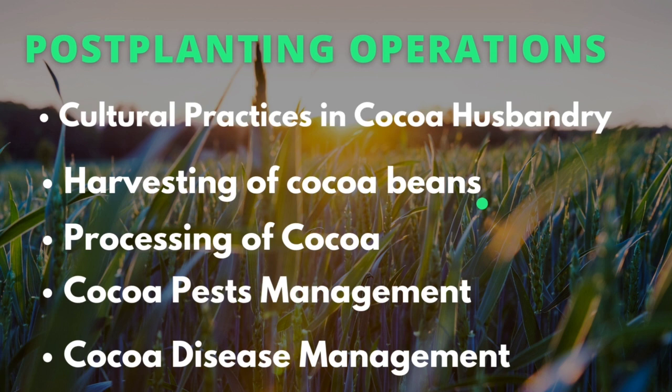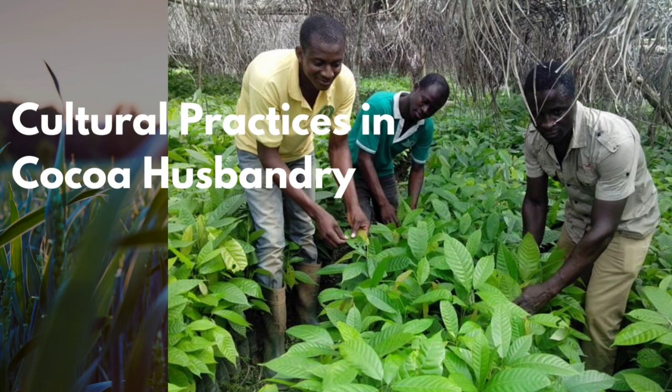Now, post planting operations include weeding, shading, fertilizer application, mulching, and pruning of the cocoa itself. So for this subtopic, post planting operations, we'll be looking at the harvesting of cocoa beans, processing of cocoa beans, cocoa pest management, and the rest. Now, cultural practices in cocoa husbandry. The weeding should be done regularly, whether in the nursery or in the field.